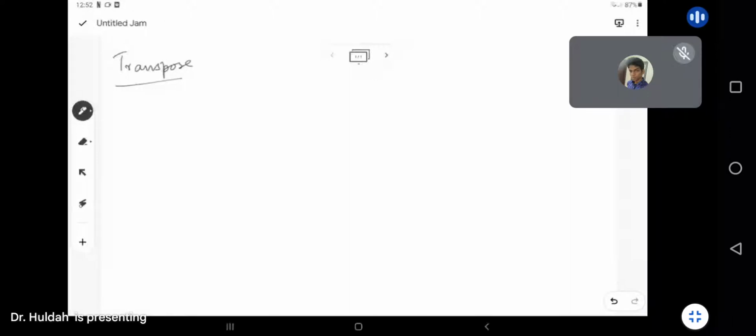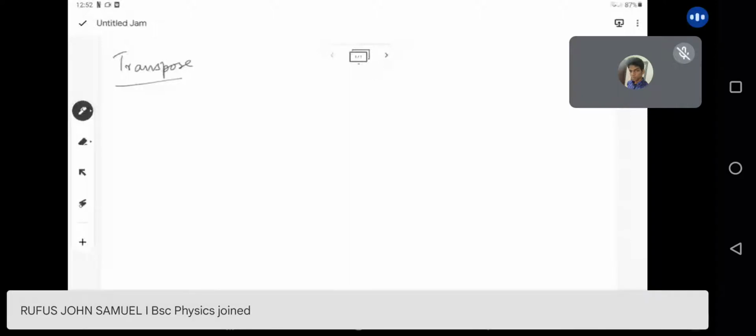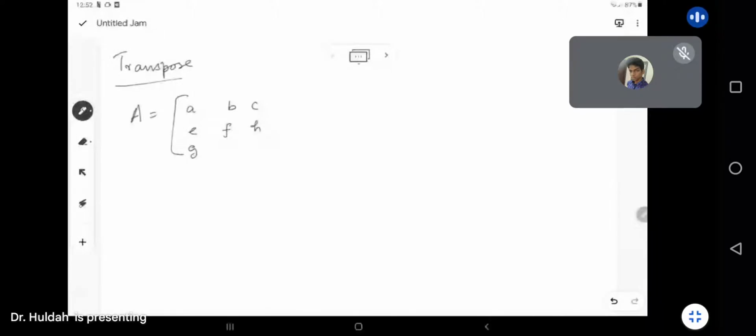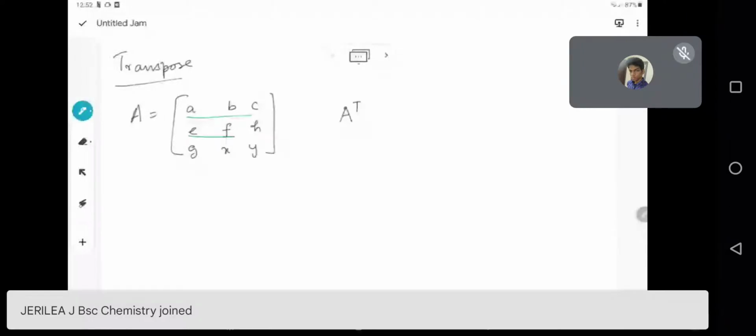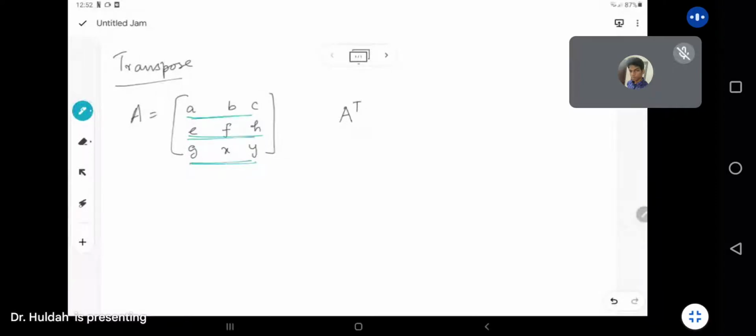Okay. In general, if I have a matrix like this, A, B, C, E, F, H, G, X, Y. I want to find A transpose. Now let us see how many rows and how many columns I have. This is one row, second row, third row. So I'm going to write all the rows as columns.